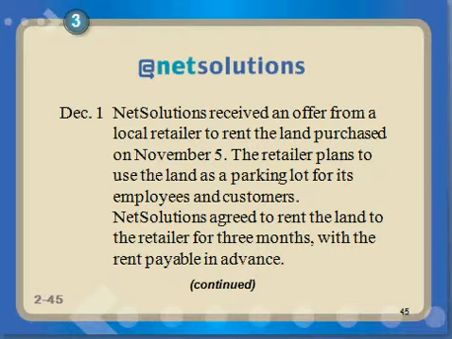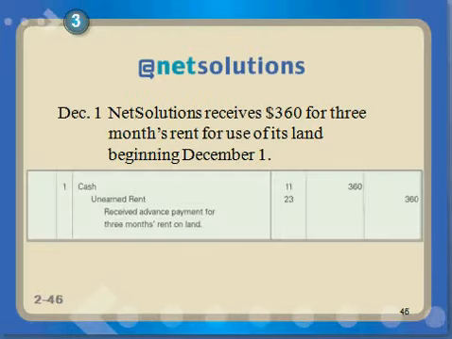So if we go to our general journal, we put in there the date, the 1st, we debit cash for $360, and that's the amount of rent for the 3 months. And then right below that, we credit an account called unearned rent for $360, and the account number for unearned rent is 23, and it says received advance payment for 3 months rent on land, and we put it in an account called an unearned rent account.